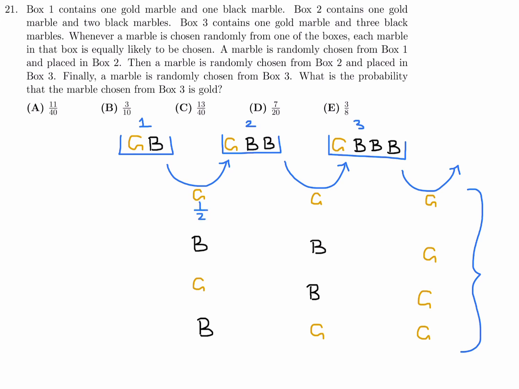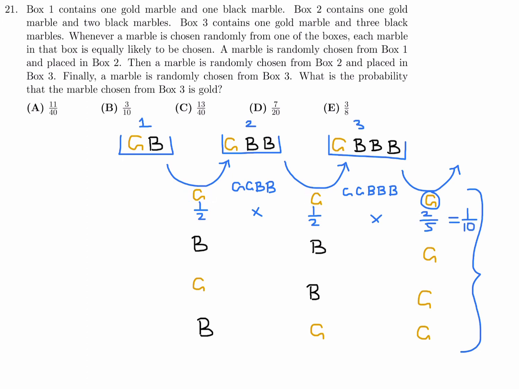a half. Then gold goes into this box, so that box now becomes gold, gold, black, black. And from this, I have to choose a gold. Well, there's a half probability of that, 2 out of 4. And then when that happens, this box here now becomes gold, gold, black, black, black. And the probability of choosing a gold from this is 2 out of 5. So I've got to multiply these, and when I do, I get 1 out of 10. So 1 out of 10 is the probability for that scenario, gold, gold, gold.